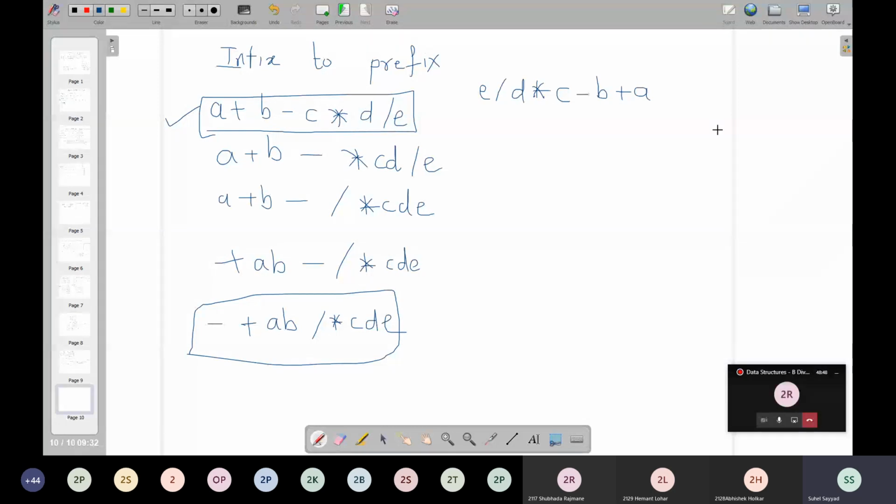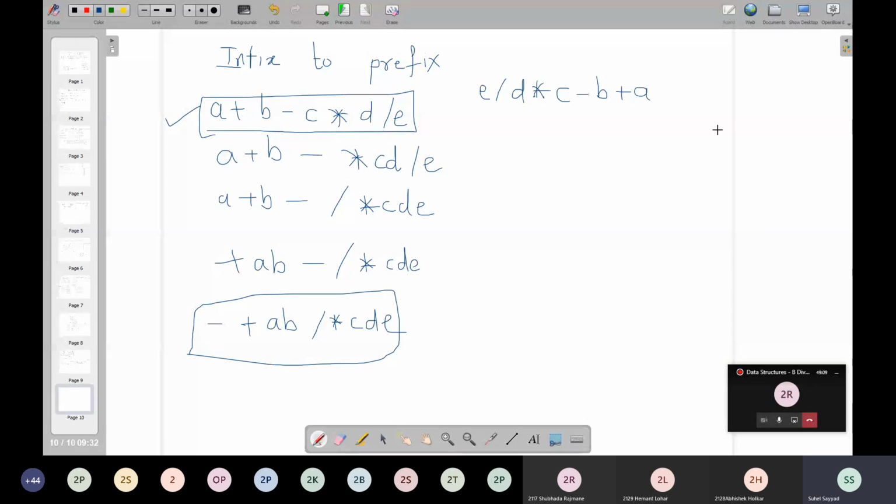Is this clear, students? First step. Yes, sir. Simply we have done a reverse of the given input string. This is our first step. This is something new. This we didn't do in infix to postfix, right? In prefix, what is the first thing that we do? Perform reversal of the given input string.